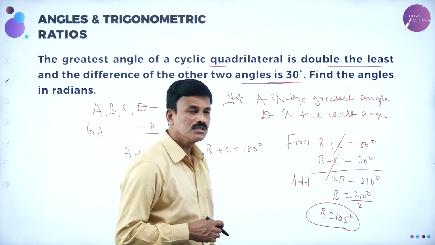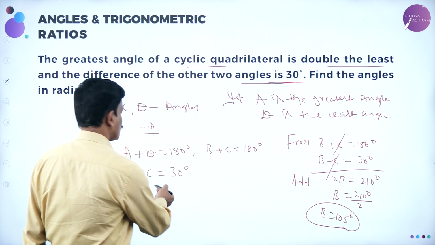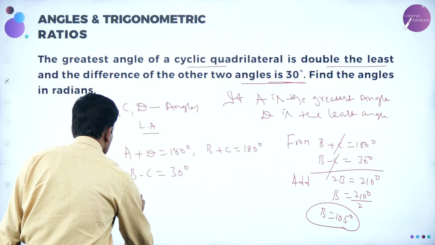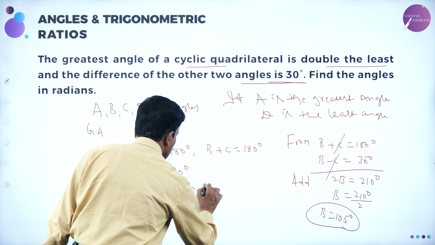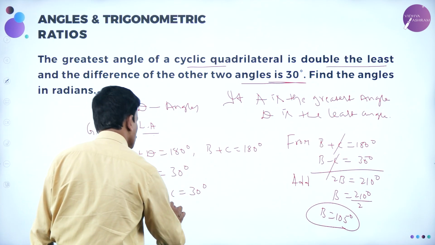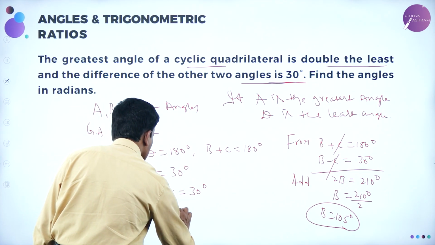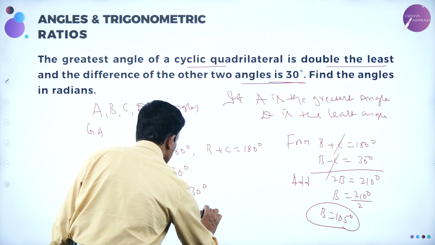Okay. Now substitute here B. From B minus C is equal to 30 degrees, get the value of C. That is B minus 30 degrees is equal to C.